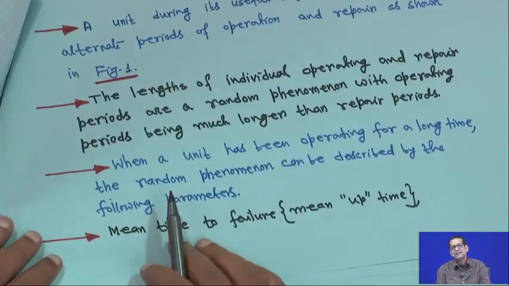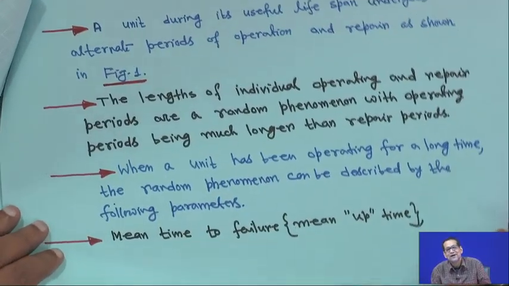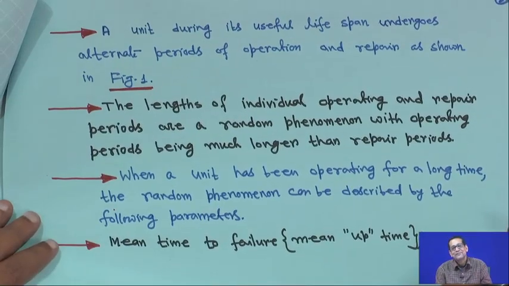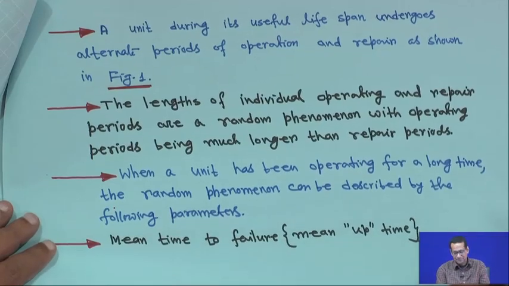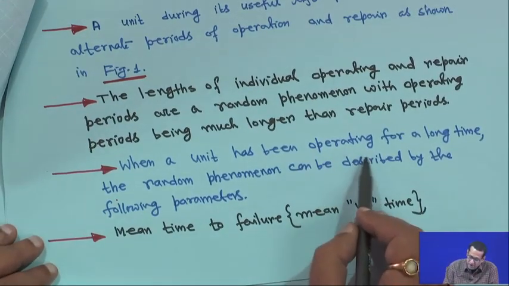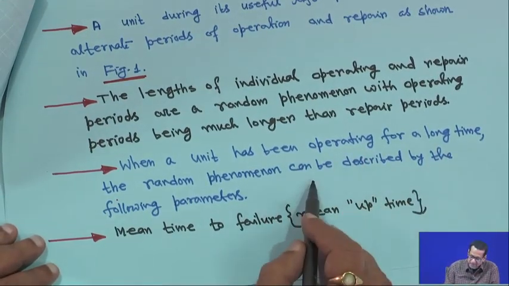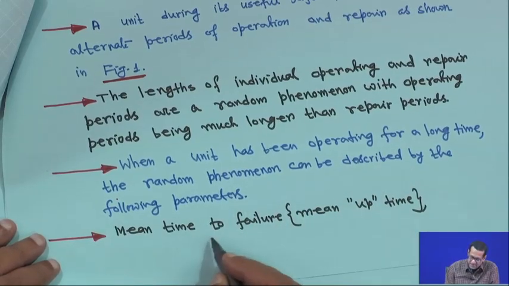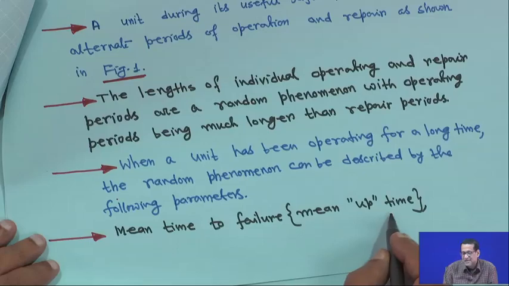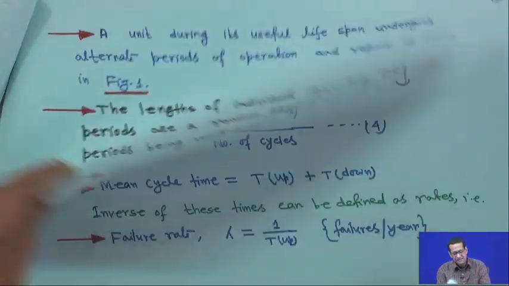This is very natural. If most of the time is repair period, then how will your generator generate power? So repair time is much less than the operating time. Uptime is much higher than the downtime. When a unit has been operating for a long time, the random phenomena can be described by the following parameters. One thing is mean time to failure, which we call mean uptime.